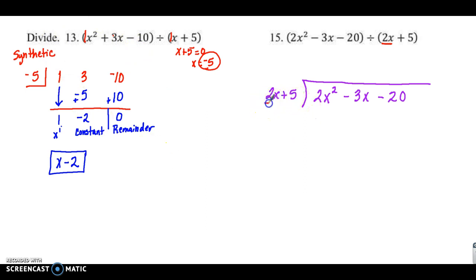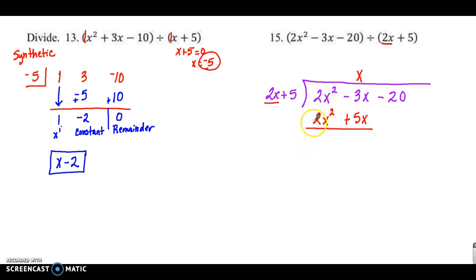And when I divide, I'm only going to be looking at that first term. So 2x times what gives me 2x squared? Well, 2x times x. And notice I have a column for my x's, so I'm going to put my x right here. When I multiply, x times 2x gives me 2x squared. x times 5 gives me a positive 5x.